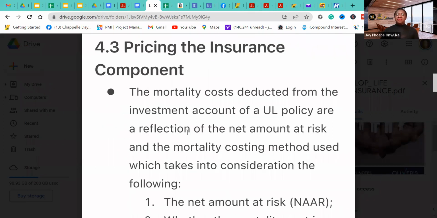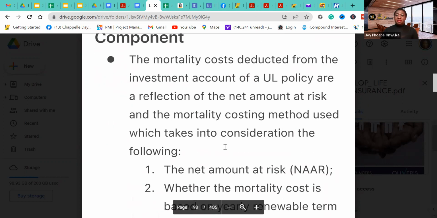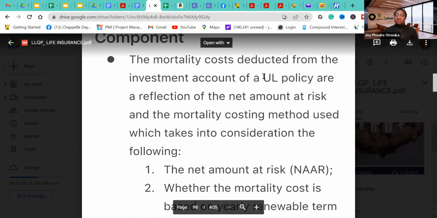Awesome. Pricing. Pricing the insurance component. The mortality cost.